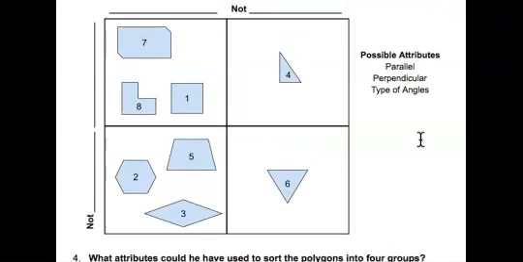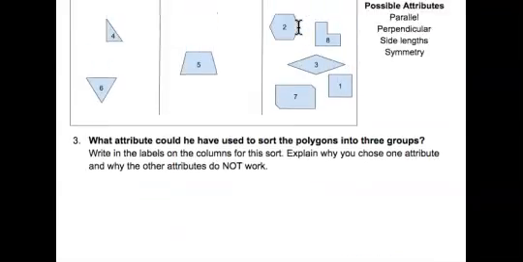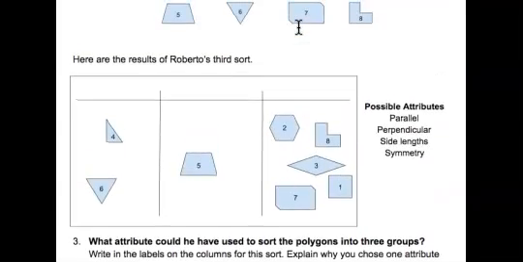So in this task, Roberto did the sorting and he had these categories and these attributes in mind, and now you have to decide what he was thinking based on the clues of the sort.